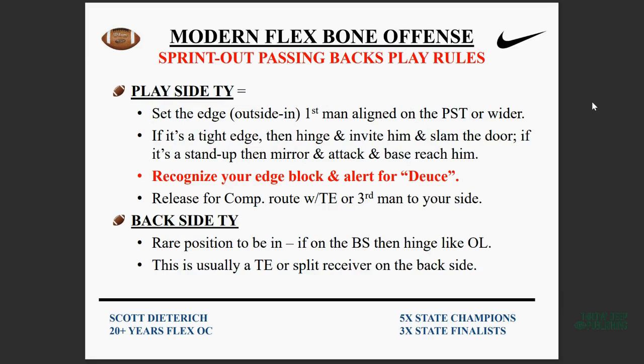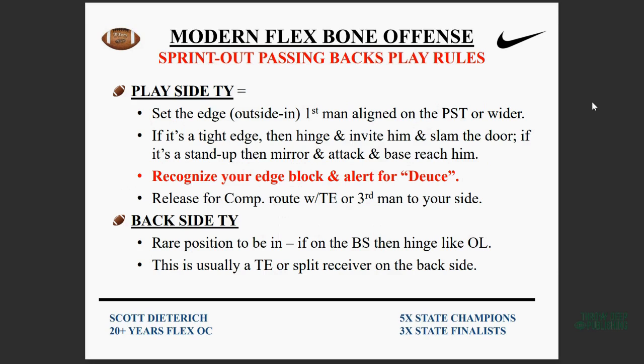Play side tie's the edge setter. He's going to attack the first thing that's on or outside the tackle in a normal situation. We got to teach you normal before adjust it. If whatever he is determined as the first threat is on the tackle, then he's going to set and hinge and kind of invite him in the C-gap and slam the door on him. If the guy's standing up or kind of a wide stand-up edge player, then that's a little tougher. Then he's got to try to mirror and attack him when it's time and battle him at the line of scrimmage, base reach him, if you will. And then we got to be alert for deuce, which we'll get there in a special slide in a second.